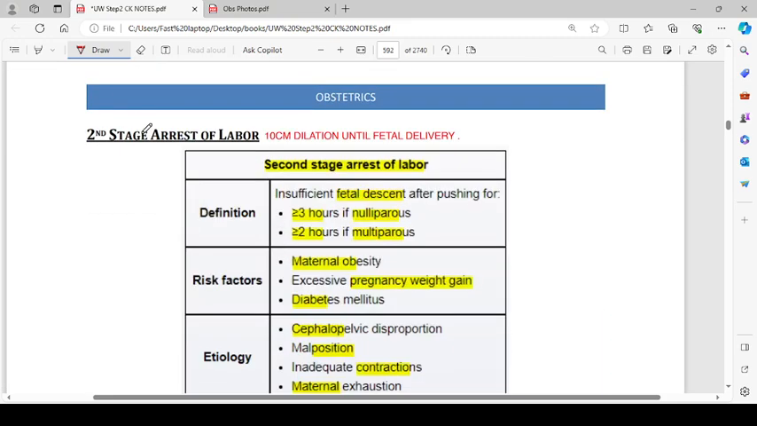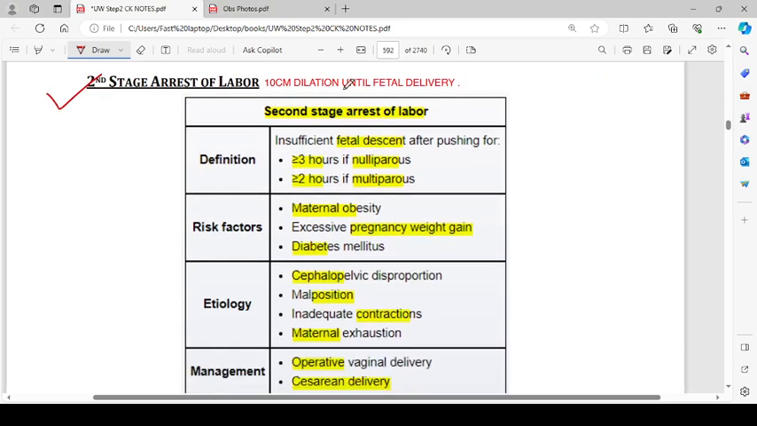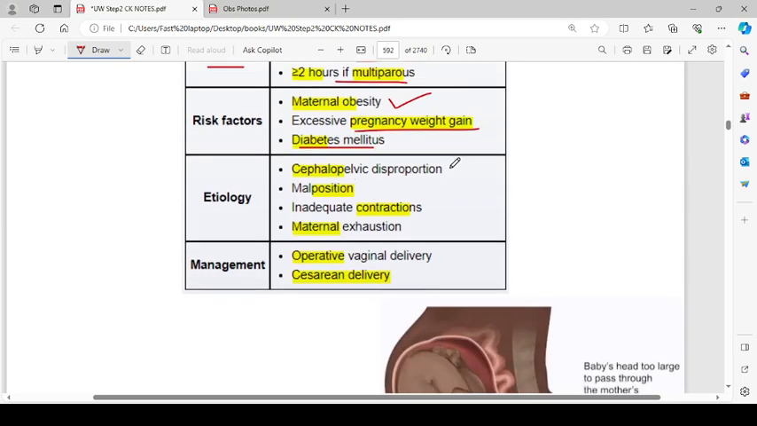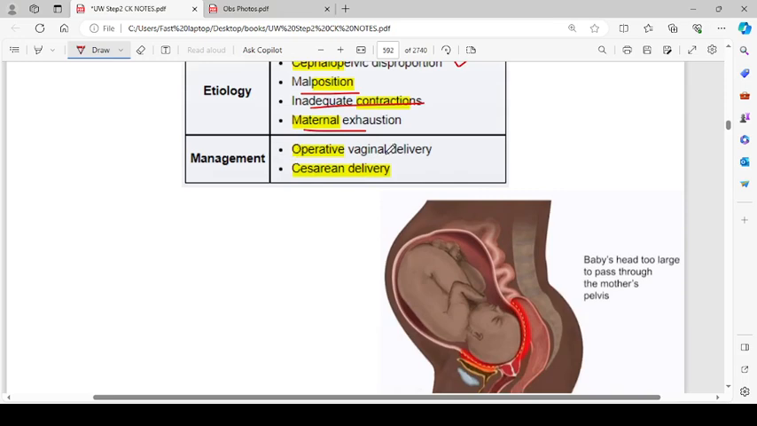So second stage of labor results in birth of the baby, and there can be an arrest, which is like this: 10 centimeter dilation until fetal delivery. Definition: insufficient fetal descent after pushing for more than 3 hours if nulliparous and more than 2 hours if multiparous. Risk factors are maternal obesity, excessive pregnancy weight gain, and diabetes mellitus. Etiology is cephalopelvic disproportion, malposition, inadequate contractions, and maternal exhaustion. Management is operative vaginal delivery and cesarean delivery.